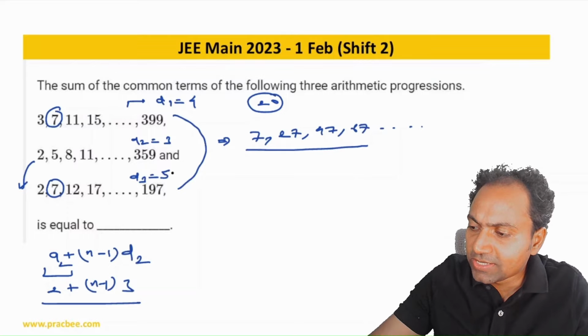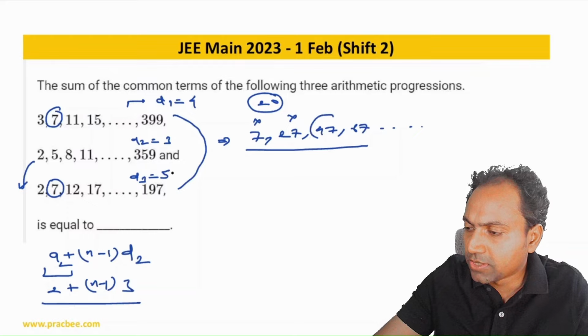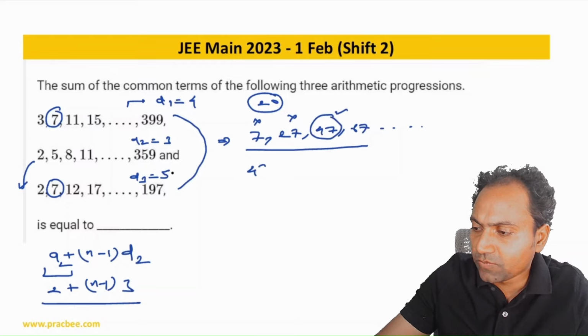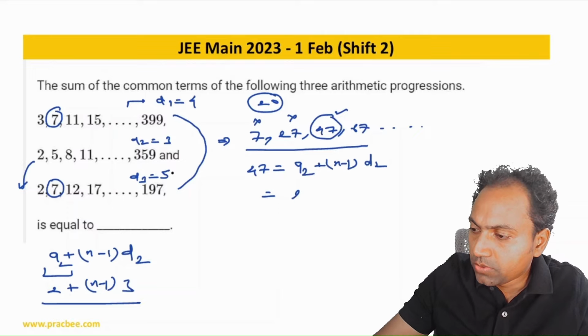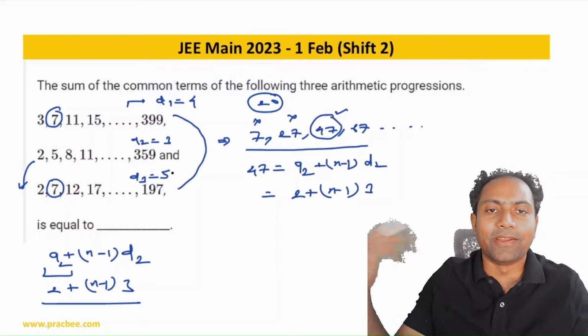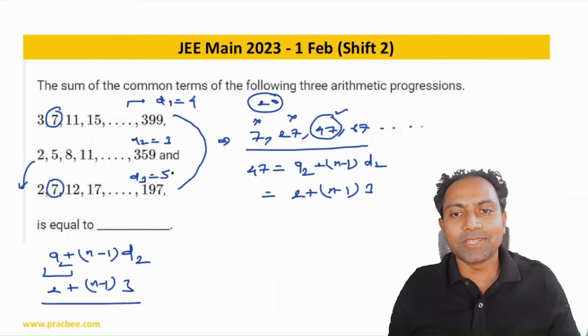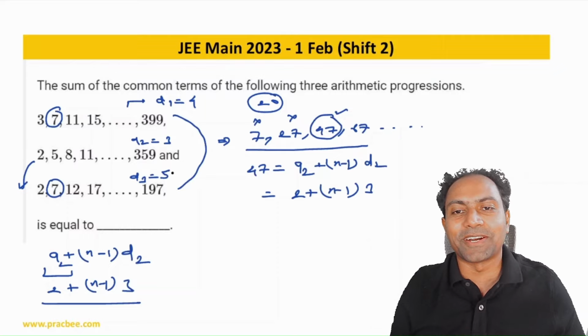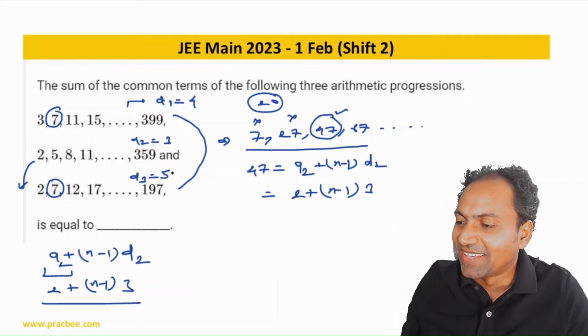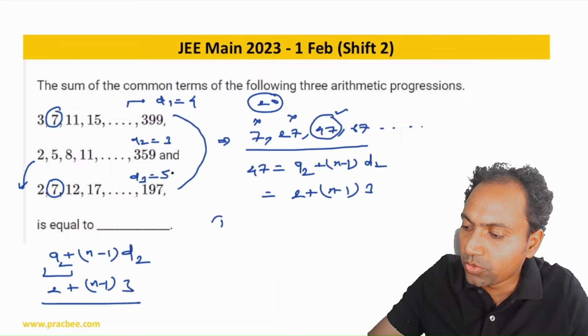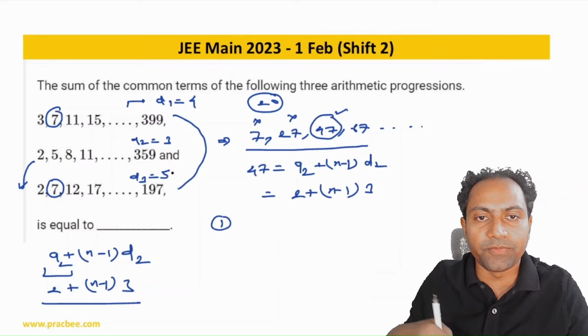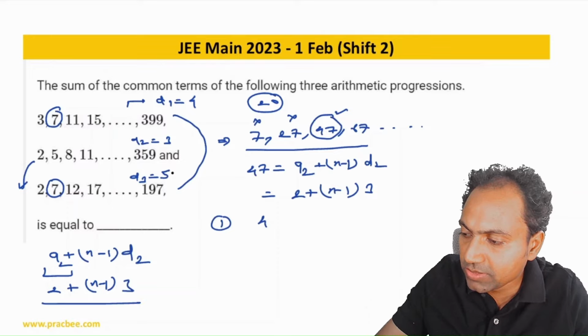That does not get satisfied for the first term and second term, but the third term is fine, because if I take 47 equal to A2 plus n minus 1 into D2, or 2 plus n minus 1 into 3, you will get an integral value of n after solving. So this is a very interesting thing; if you observe it in the starting, your life becomes very easy. Now, out of these three series, the common term between all three series comes out to be 47.